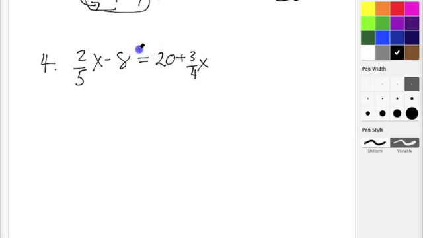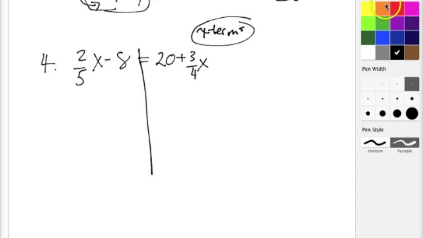Whenever we have a problem like this, we want to draw a line straight down the center. Notice that this side is as simple as possible. I can't join like terms because I don't have any. Same thing over here, nothing to join. I'm going to choose what side I want my x terms on. I'm going to put my x terms over here. It doesn't matter what side you put them on, but I like to put it where I think there are more x's in a sense. My constants will go on this side.